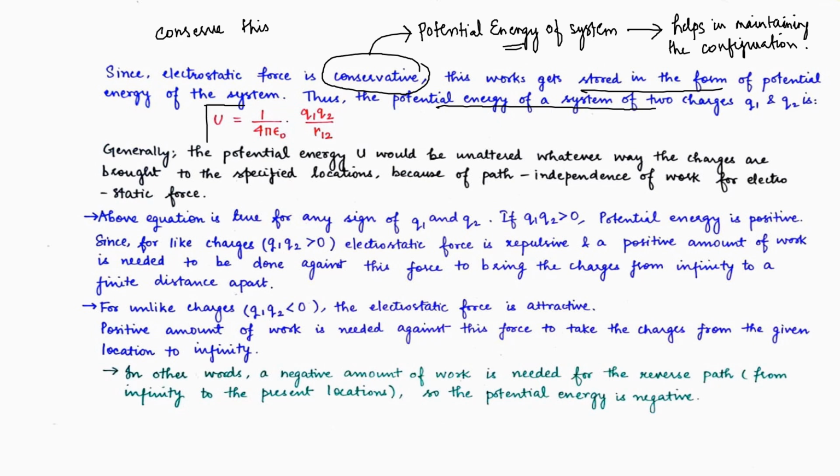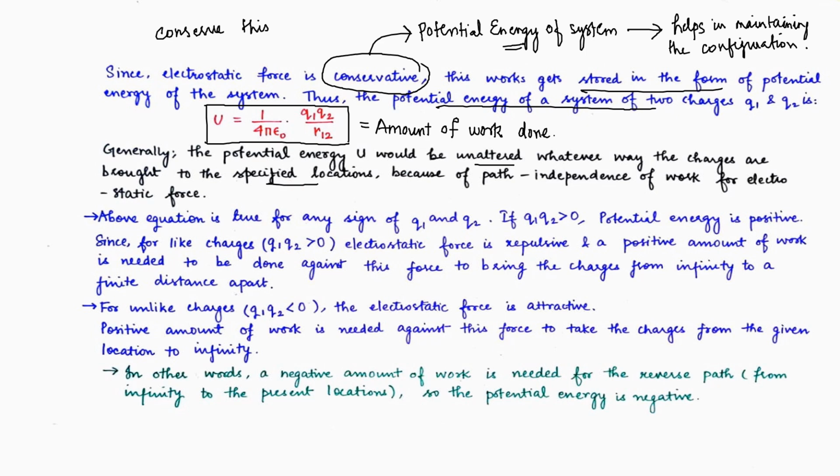Now potential energy thus stored in the system of two charges Q1 and Q2 is given by U equals 1 by 4 pi epsilon naught into Q1 Q2 by R12. That is equal to the amount of work done.